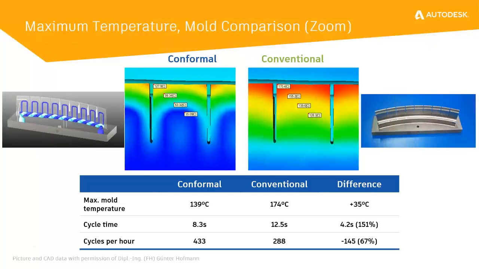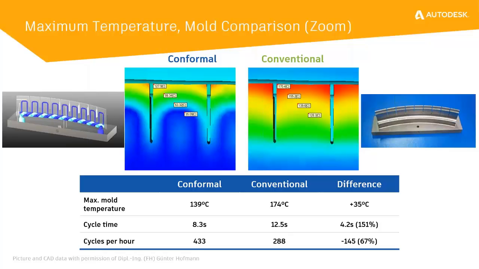Comparing these results side by side, we can clearly see the differences in temperature and predicted cycle times. Conformal cooling design predicted a maximum mold temperature of 139 degrees Celsius, which was 35 degrees Celsius lower than the conventional design. This translates to an 8.3 second cycle time compared to 12.5 seconds.